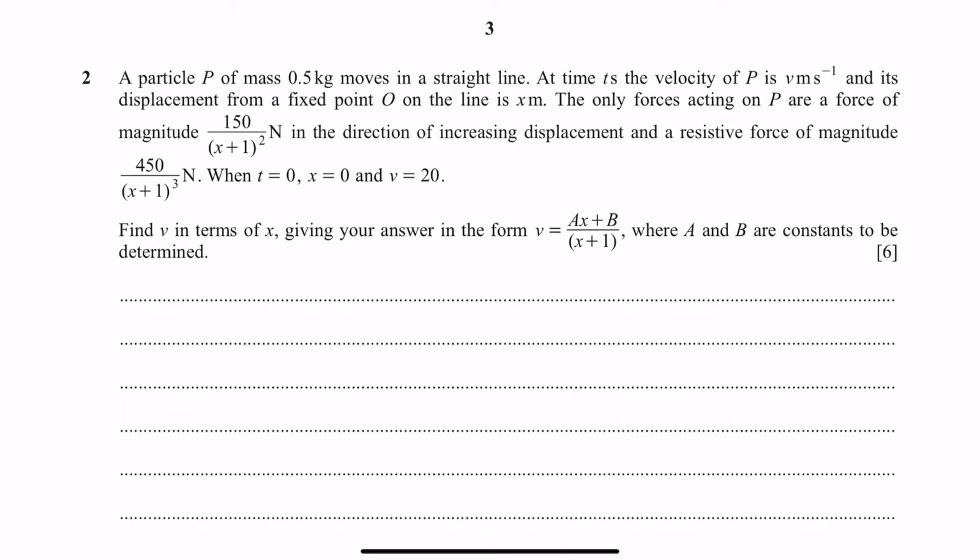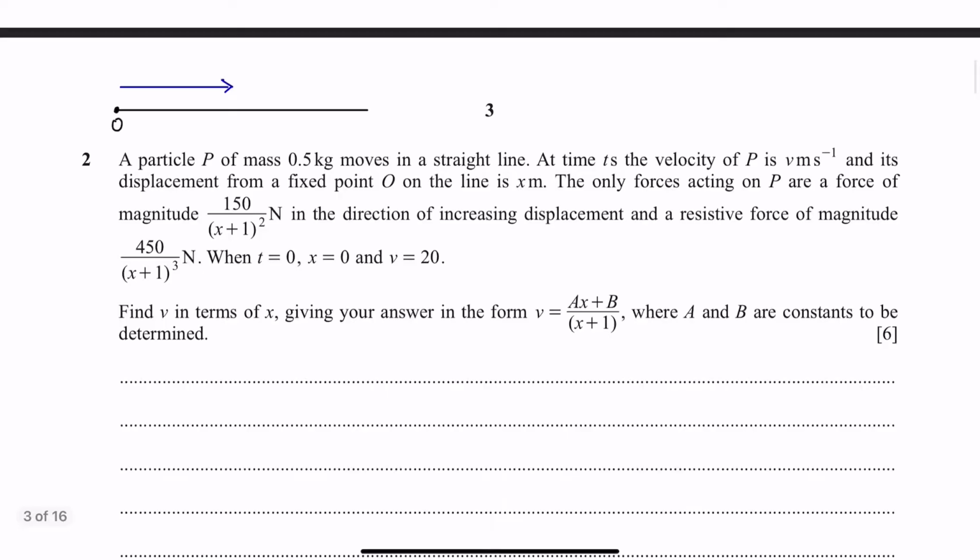Question 2. We have a particle P of mass 0.5 kg moving in a straight line, and the only forces acting on P are a force of magnitude 150 over (x plus 1) squared in the direction of increasing displacement. That means, let's say it's moving in this straight line, and this is the initial displacement, O, the fixed point, and now this would be the direction that the displacement is increasing.